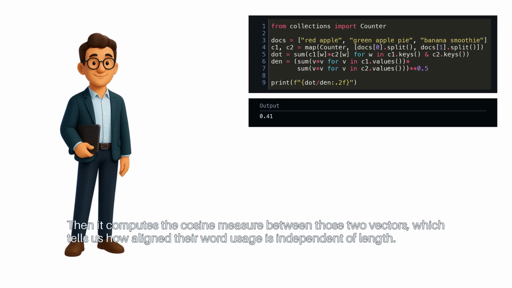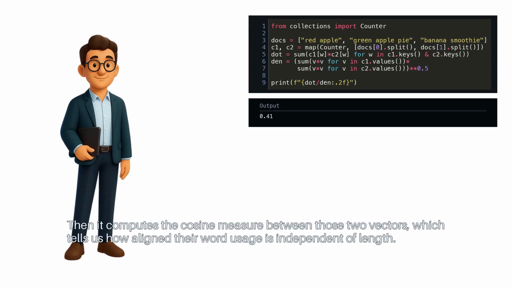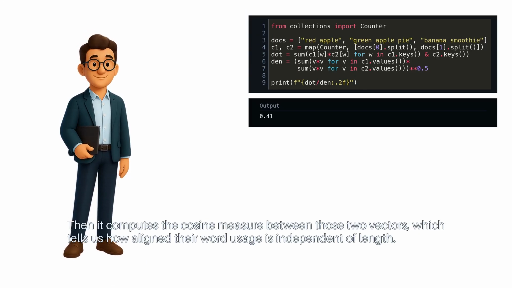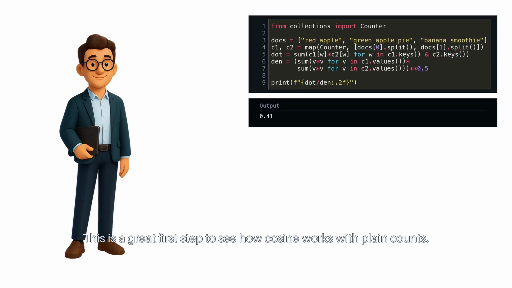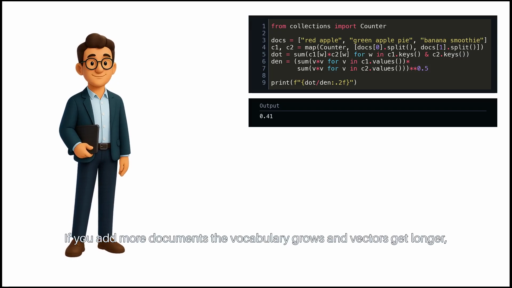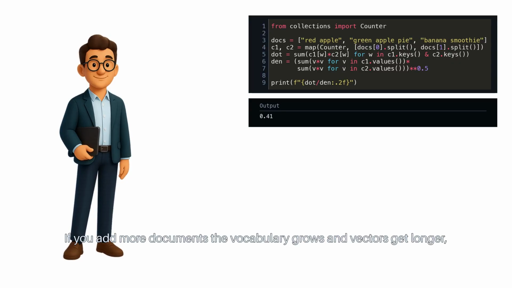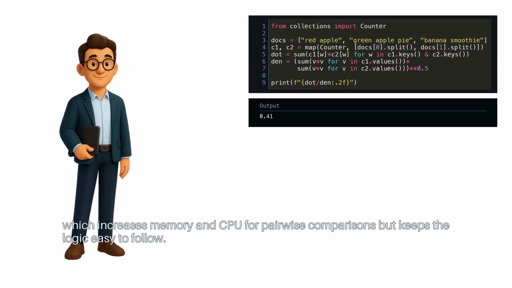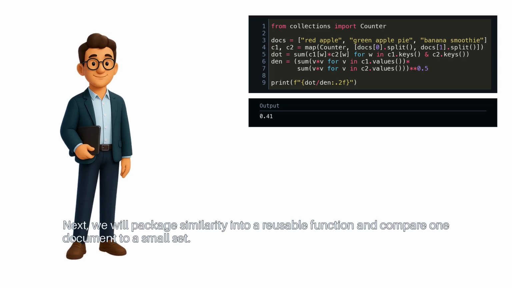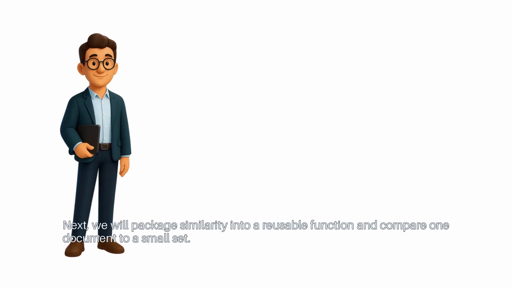Then it computes the cosine measure between those two vectors, which tells us how aligned their word usage is, independent of length. This is a great first step to see how cosine works with plain counts. If you add more documents, the vocabulary grows and vectors get longer, which increases memory and CPU for pairwise comparisons, but keeps the logic easy to follow. Next, we will package similarity into a reusable function and compare one document to a small set.